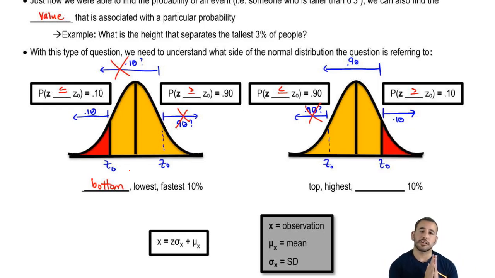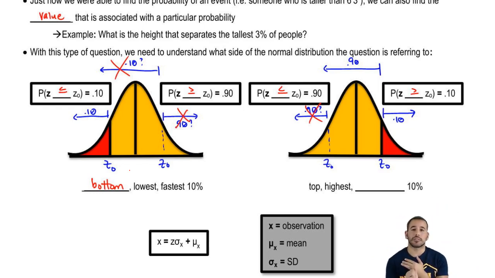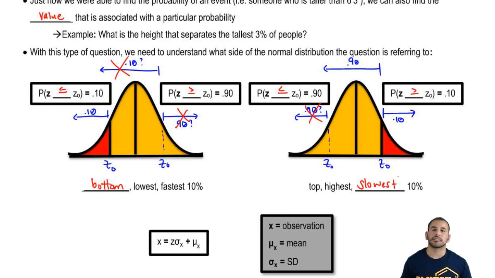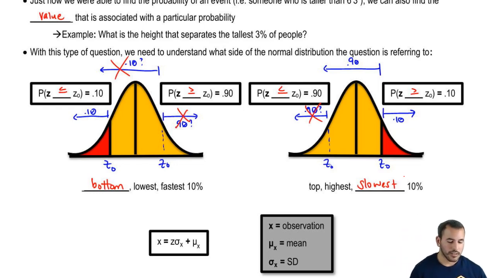Fastest could mean good or bad, but at the end of the day, we're still going to be on the left side. Does that make sense? Because fastest means the least amount of time. But now let's move on to this one. We're always going to be on the right side if they say the top percent, right? Because the top scores, the top anything, are always going to be on the right side. The highest is the one on the right, and then we also have the slowest. The slowest 10% means they're taking the most amount of time to do something, right?